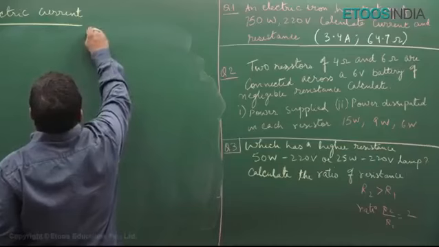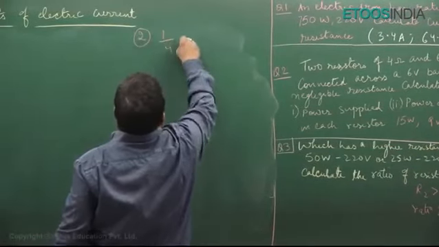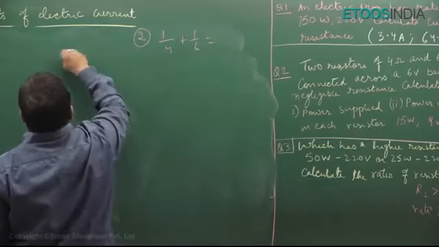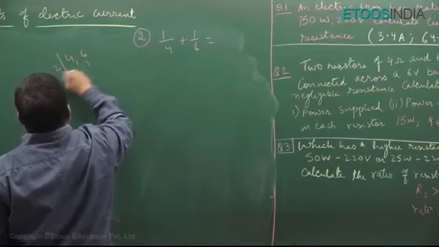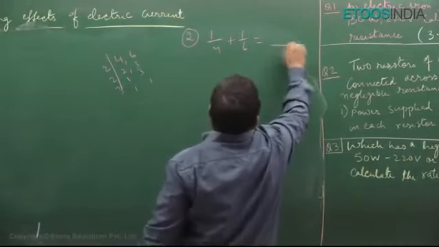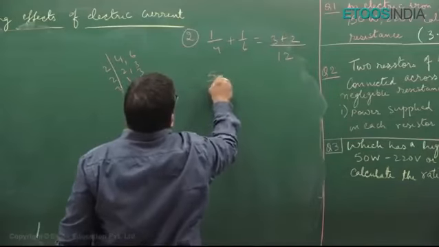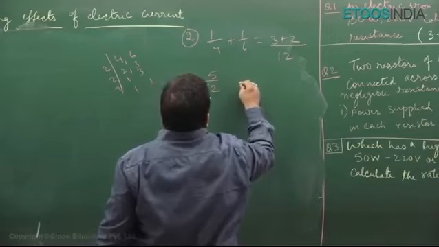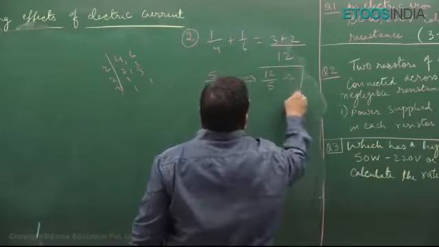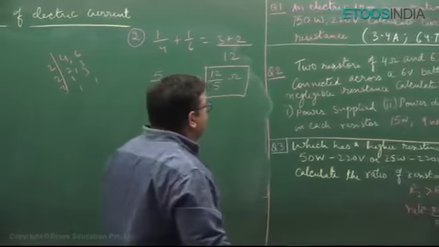So the total resistance will be 1 upon 4 plus 1 upon 6, and the LCM will be 12. So 3 plus 2, that is 5 upon 12, and the answer will be 12 upon 5 ohm. Is it clear? Now what he has been asking is power supplied.